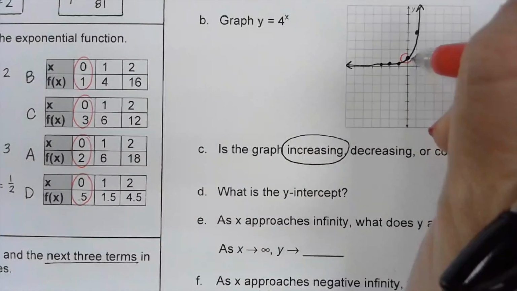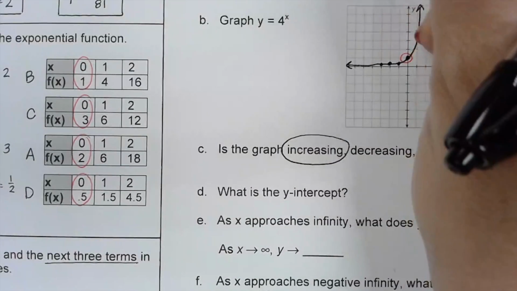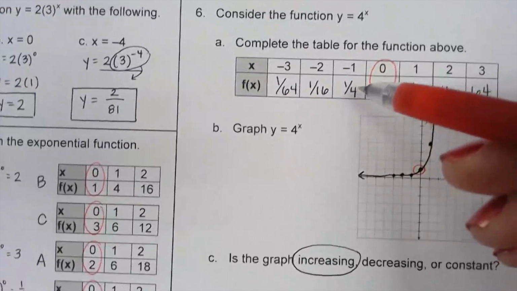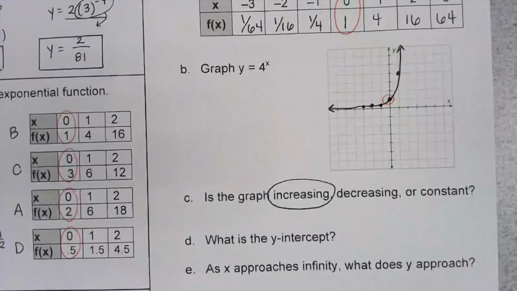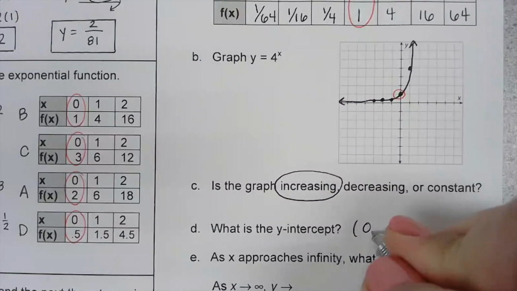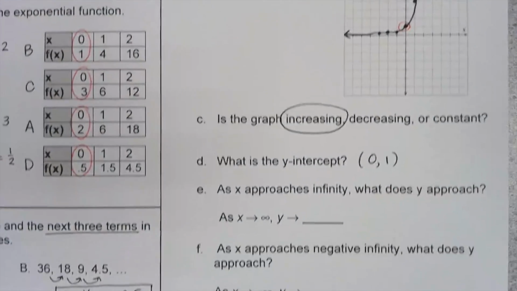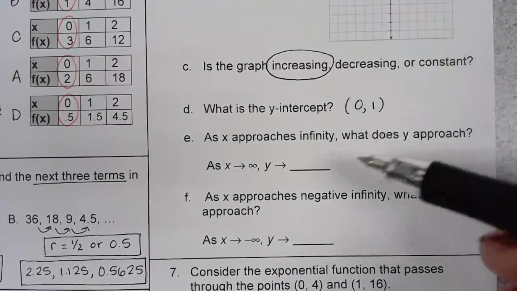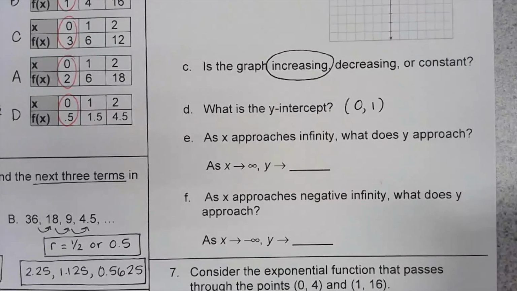Question D wants me to identify what the y-intercept of the graph is. Remember, the y-intercept is the point where the graph crosses the y-axis. It's always the point that's buddied up with the number 0 for x in the table. So for this one, my y-intercept is going to be the point 0, 1. And the last questions on this part, E and F, ask you about end behavior.